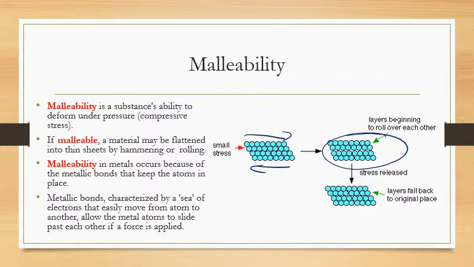Metals can also be described as ductile, and this means that they can be drawn into wires, for similar reasons as to why they are malleable. And that is pretty much all you need to know for metallic bonding for IGCSE.